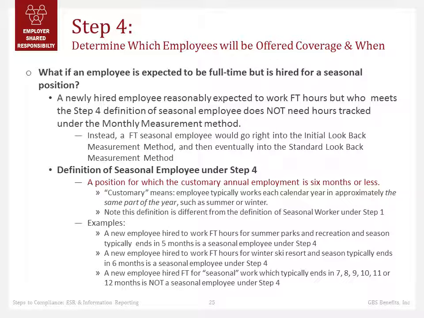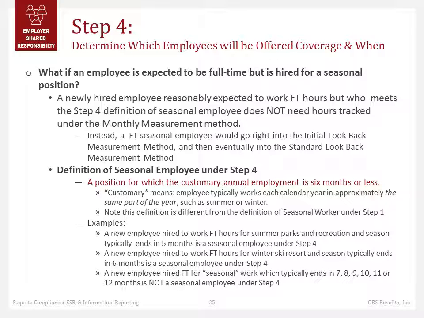So, what if an employee is expected to be full-time but is hired for a seasonal position? This is a little bit more detail on the seasonal employee exception. So we're going to help you understand what the definition is and how it works. A newly hired employee reasonably expected to work full-time hours but who meets the Step 4 definition of seasonal employee does not need hours tracked under the monthly measurement method.